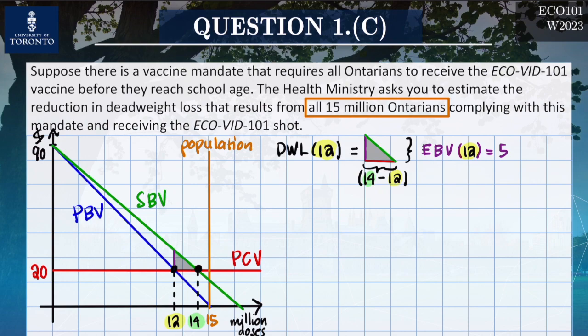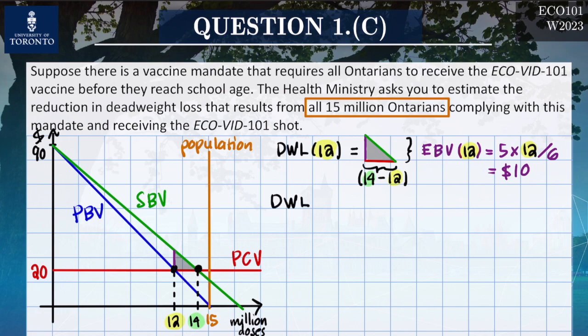So 5 times the quantity, 12 million doses, divided by 6. And this gives us the external benefit of vaccination for the last person who receives the vaccine at the market equilibrium. So this last person being vaccinated gives a $10 external benefit to the society by increasing herd immunity. And the society could receive more surplus by increasing the number of vaccines. But, well, this is not the market equilibrium. So this is why we have deadweight loss.